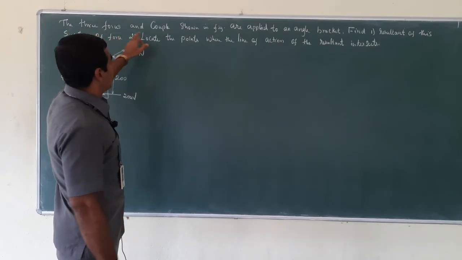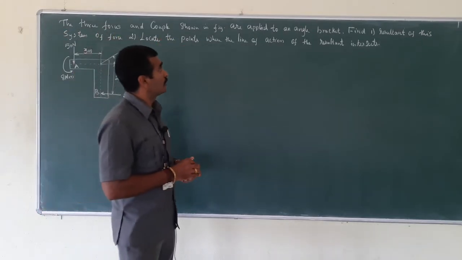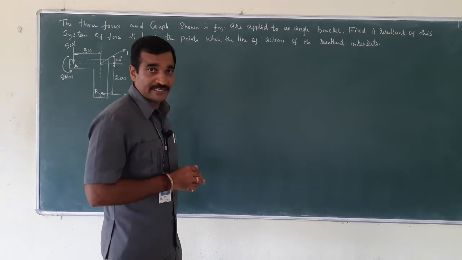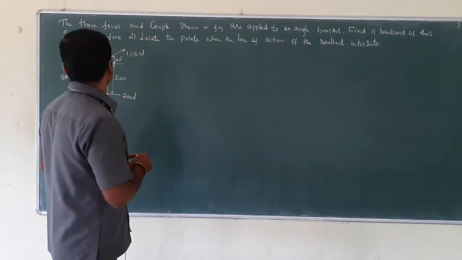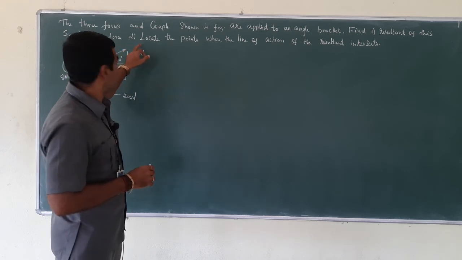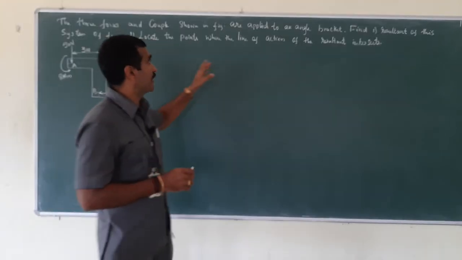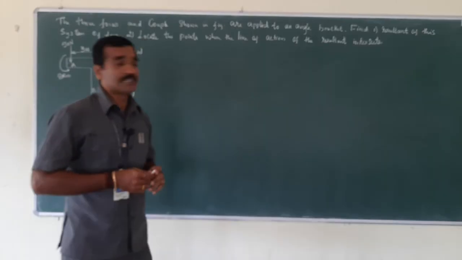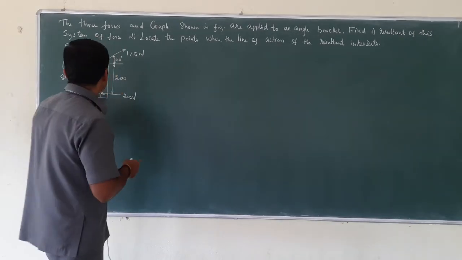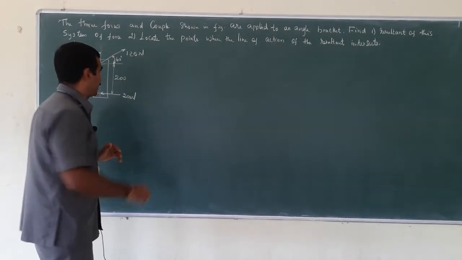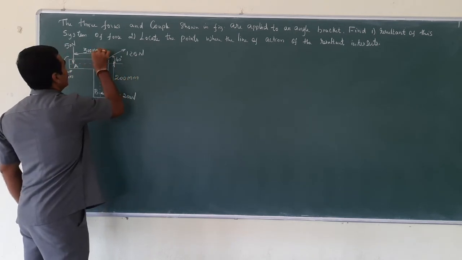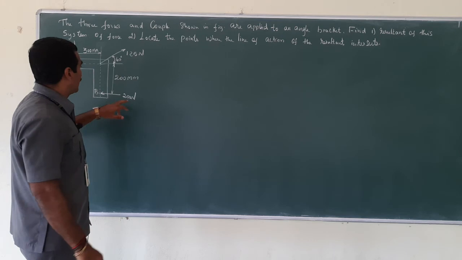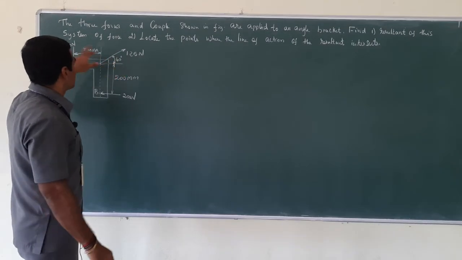The three forces and couples shown in the figure are applied to an angle bracket. Find one, the resultant of this system of forces, and the second one is to locate the points where the line of action of the resultant intersects. So this is the diagram which is given here. The distance here is given in mm, and the three forces are here.